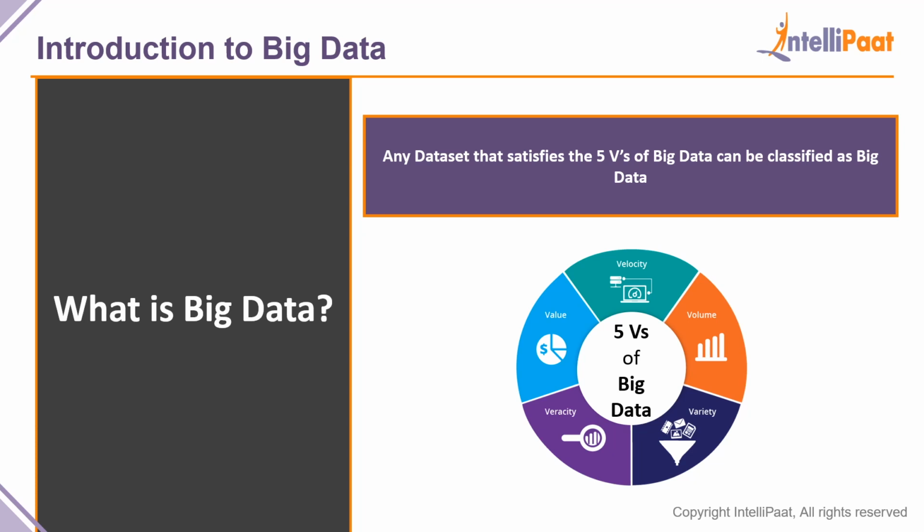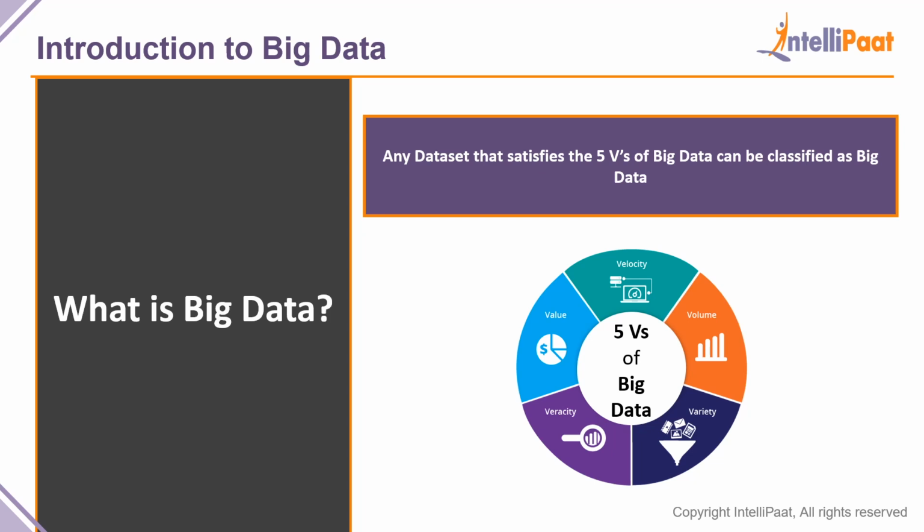Then we have volume. Volume obviously means size. So that means the data that is coming in or is being stored, even if it's not coming as fast as we want it to, it still should have volume, which means size. Anywhere above 1 terabyte to petabytes is considered good enough for data to be termed as big data.